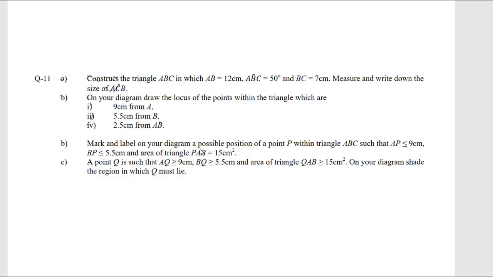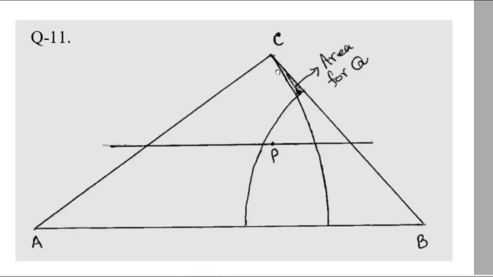Mark and label on your diagram a possible position of point P within the triangle such that AP is less than or equal to 9. The distance of that P, whose locus we are going to find, from A is less than or equal to 9. So the locus of point P from A is less than or equal to 9. It means the point P will be on this circle, or it may be inside of this circle as well.